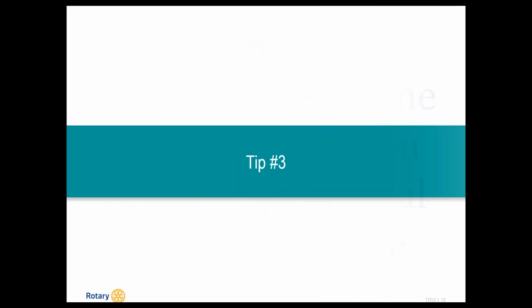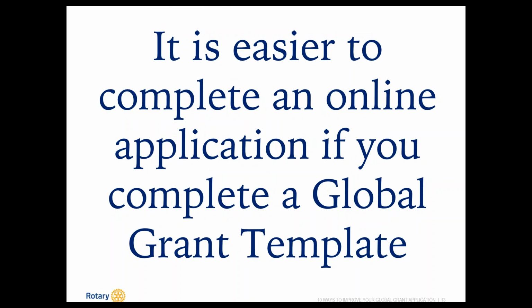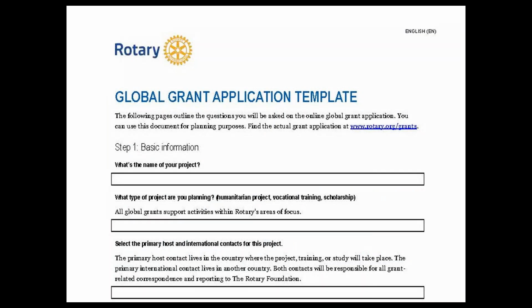Tip number 3. It is easier to complete an online application if you complete a global grant template. Do you want to make the online application process easier for yourself? Then before you go online, fill out the global grant template. You can find it at the District Rotary Foundation Committee subpage. The Global Grant Application Template is a Word document. This is what the document will look like.